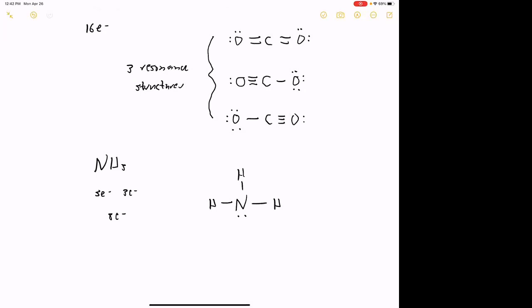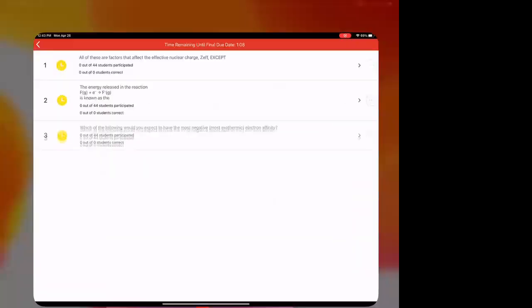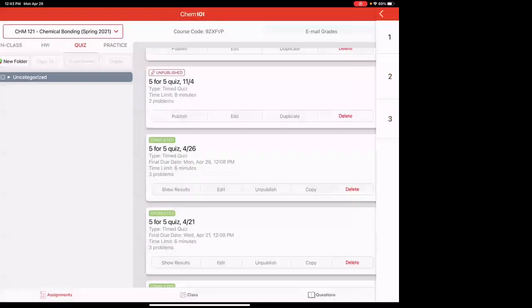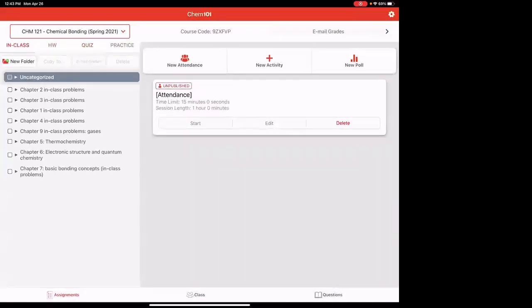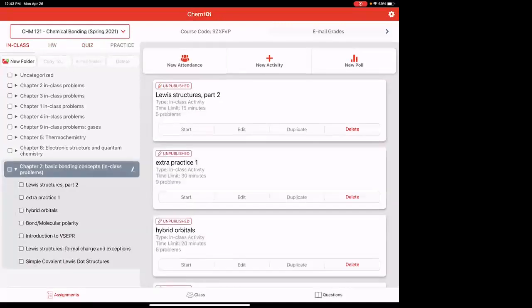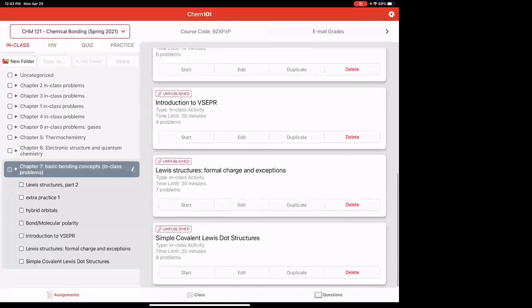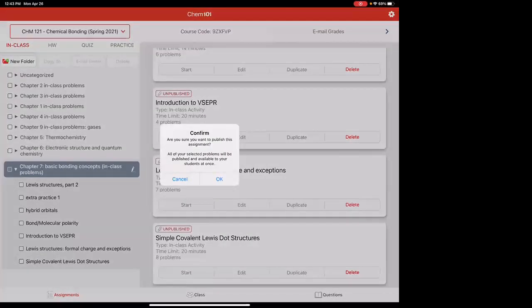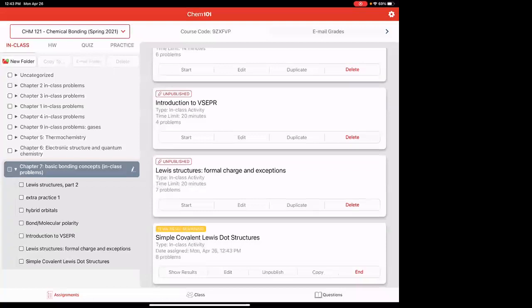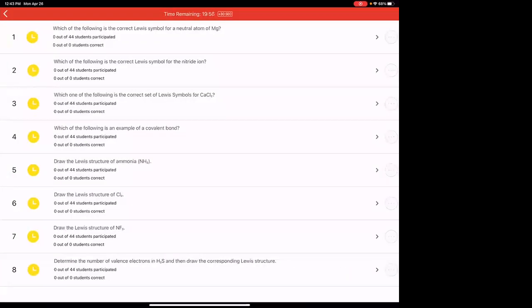We're good. So let's run over to Chem 101 real quick and just take a look at how we can actually use the app in Chem 101 to make that Lewis structure. So I'm going to pop out of here for a second, go back into Chem 101. And let's just go to a real quick in class. And I need to generate a new set of problems for you guys. And I'm just going to start this. And we're going to do one of these together.